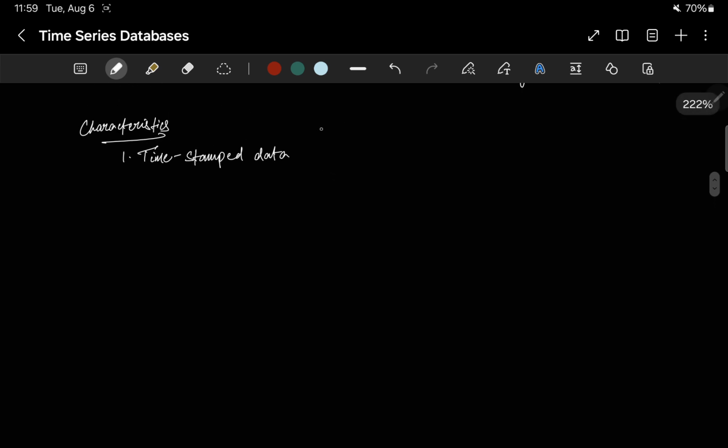Next is high write throughput, because the writing happens every second, so we need a high write throughput. TSDBs are designed to handle high volumes of incoming data, providing efficient write operations to accommodate continuous data streams. It's not like SQL, where only whenever somebody pushes some data will it write to it. So continuous writing happens here. Next, compression techniques.